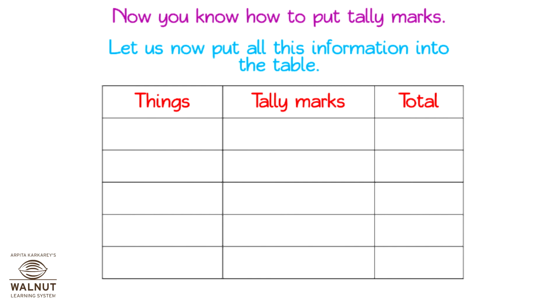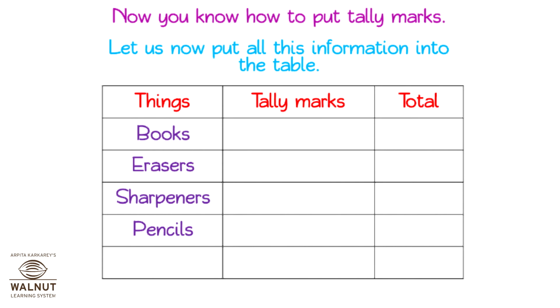Let us now put all this information into the table. Write the names of all the things which we have. We have books, erasers, sharpeners and pencils. Now we have to put the tally marks in the tally marks column. First, we put tally marks for the books. 1, 2, 3, 4, 5, 6. Write the total count.